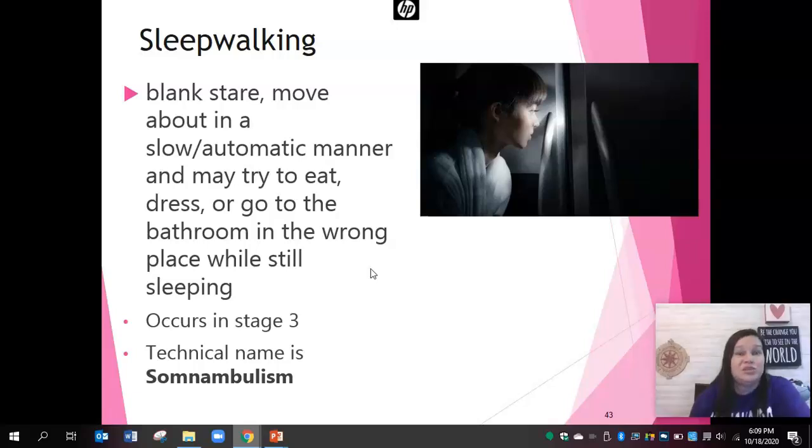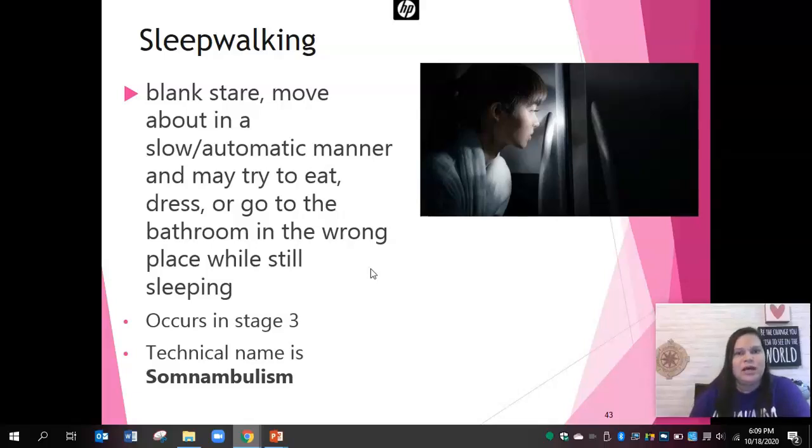Sometimes they're just doing things you would do when you're awake, like trying to go eat. A lot of people try to use the bathroom, and then they wake up when they feel the warmth of going to the bathroom, not in the bathroom. It also often happens in stage 3, so they're super confused if they do wake up.